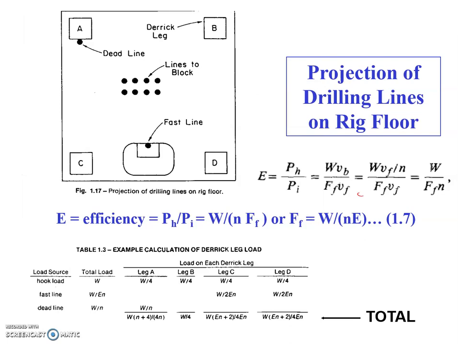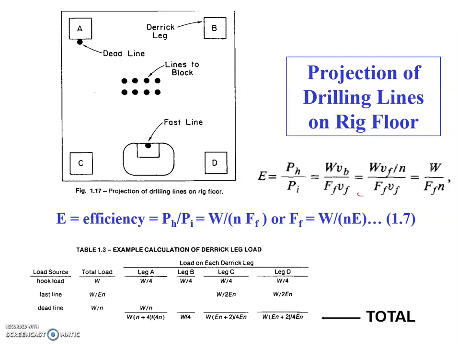located between legs C and D. This is a typical rig floor, and most of the rigs here have the same kind of structure. So there is a fast line here connected to the drawworks. This is leg C, this is leg D, and you can see that this load, which is the fast line, is applying to the derrick and is distributed between only legs C and D.